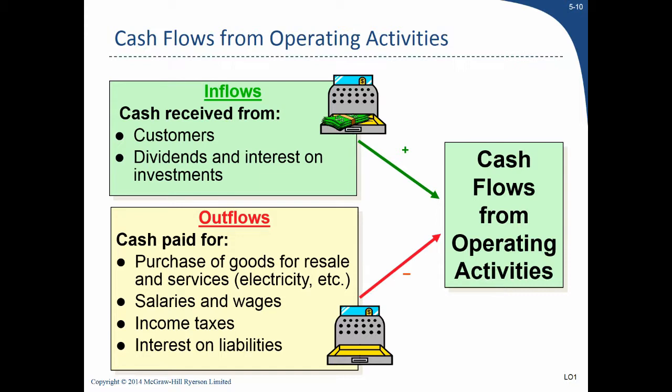Okay, so what are some examples of cash inflows and outflows from operating activities? We can generate revenue from customers, that's pretty obvious. But if we have investments or cash sitting in a bank account that generate dividends and interest, that also counts as revenue under operating activities. Expenses would be purchases of inventory. That's goods for resale or services. So if we're a retailer, if we're Walmart and we need to buy ePhones to sell them, of course your ePhones are an operating expense when you sell them. Salaries and wages, income taxes, and interest on liabilities.